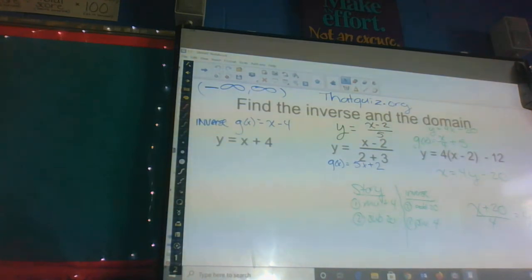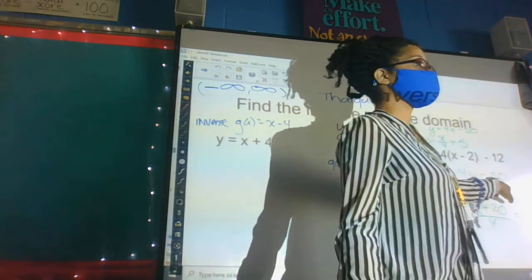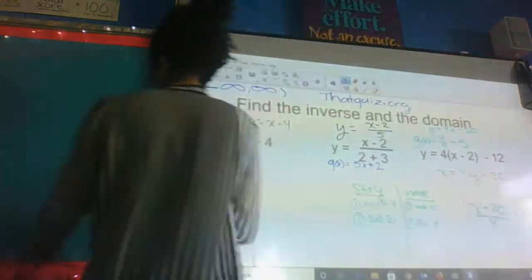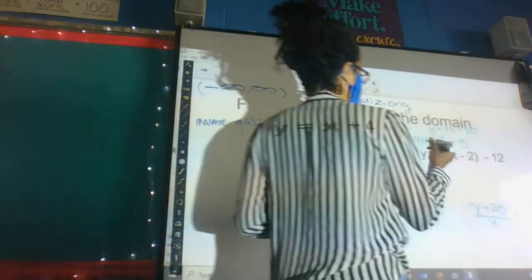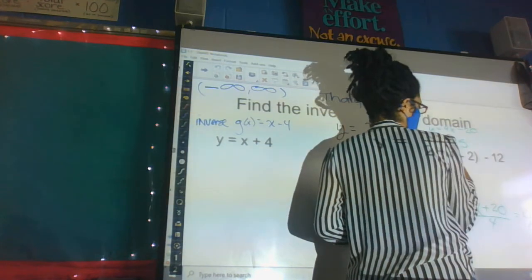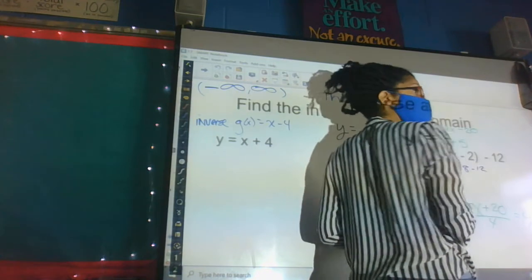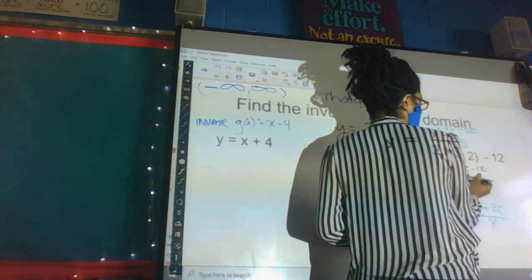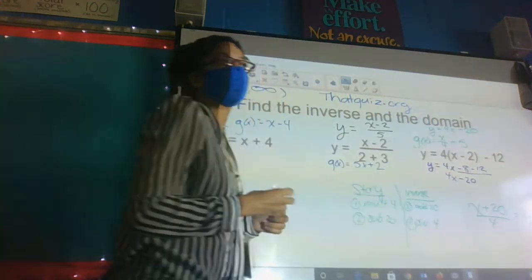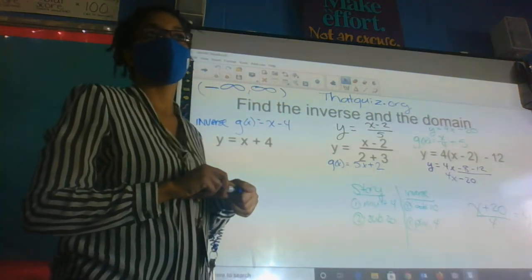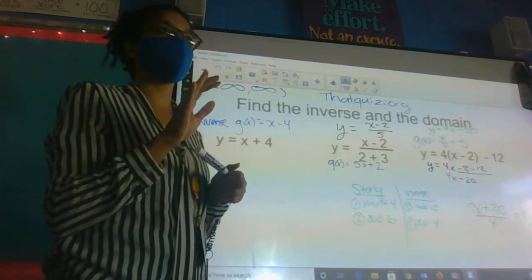Yes. 20. This original 20. Remember at the beginning I had to simplify, so I did 4 times x and 4 times negative 2. Right? So then I have to combine my terms. Negative 8 and negative 12 is negative 20. Make sense? Did I answer your question with the G? Did we understand that? Okay.